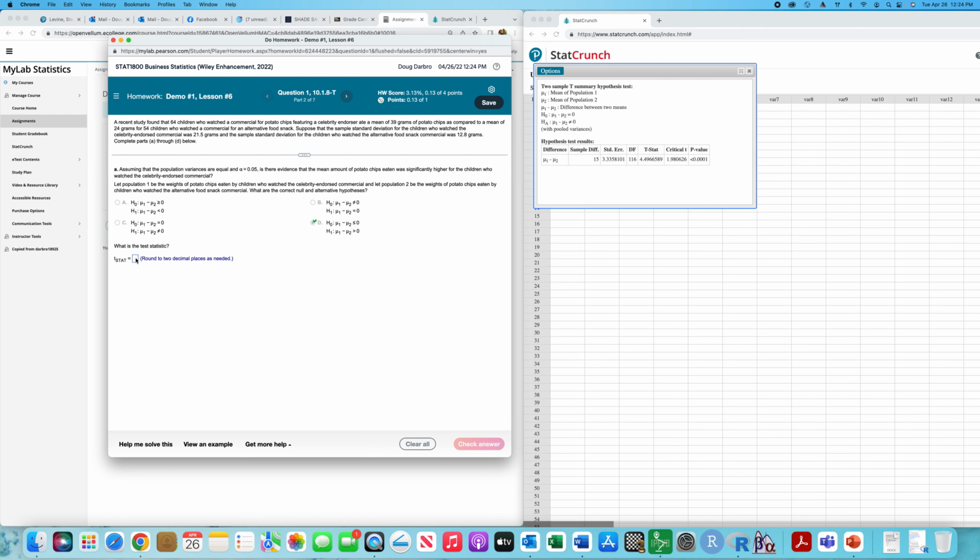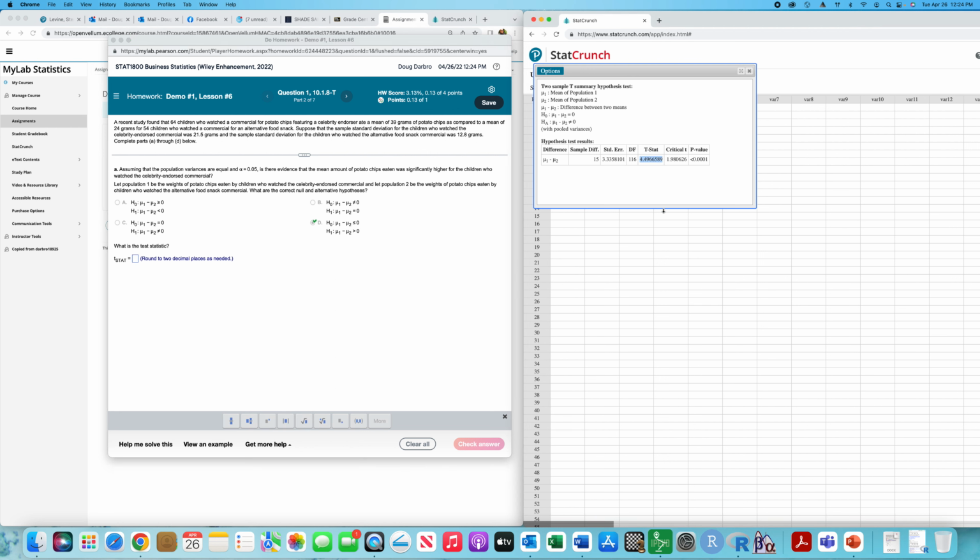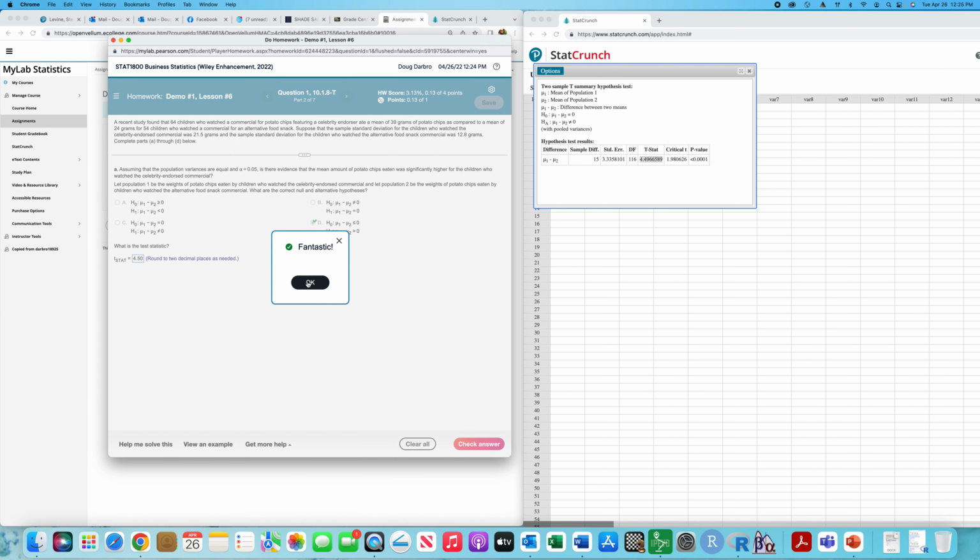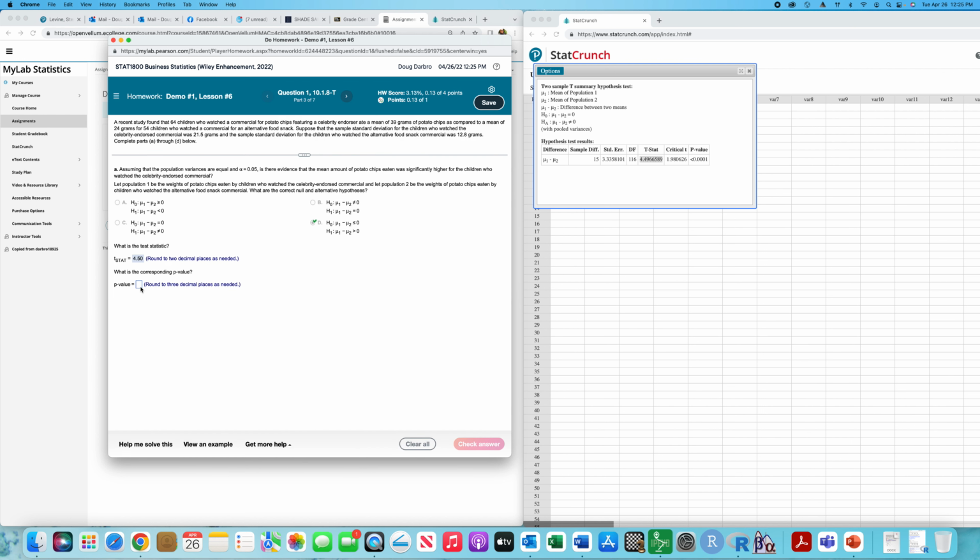What is the test statistic? For the test statistic, I'm going to report it to 2 places. So that's going to be this right here, 4.50. What is the p-value? I'm going to get that from the table. So to 3 places, it'd be 0.000.